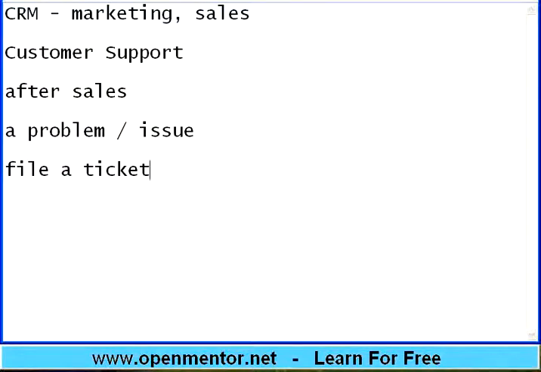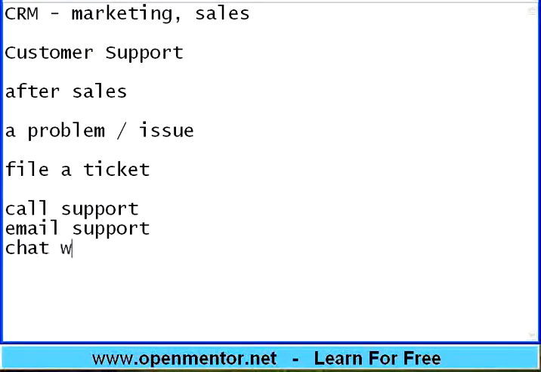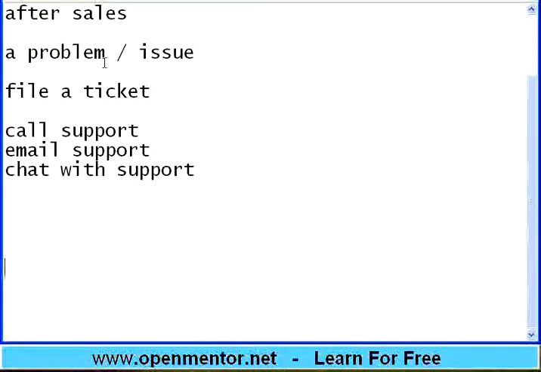Typically a ticket is a term used to say, okay, there's a customer who is having a problem. So whenever there's a customer having a problem, the customer may call support or email the support or chat with support. These are all the three ways that the customer can contact the support team. So wherever you are seeing any manufactured item, please contact this number for customer support, email this.